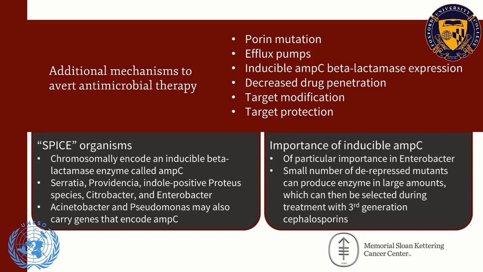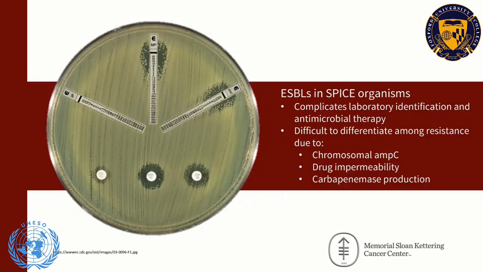The major importance of the inducible AmpC is that, particularly in Enterobacter, small numbers of de-repressed mutants can constitutively produce the enzyme in large amounts, and these mutants can be selected during treatment with third-generation cephalosporins. Concerns about treatment failure due to this mechanism account for the admonition against the use of third-generation cephalosporins in the treatment of serious Enterobacter infections. ESBLs may also be present in SPICE organisms, further complicating both laboratory identification and antimicrobial therapy.